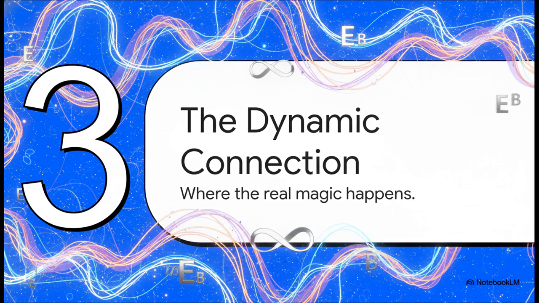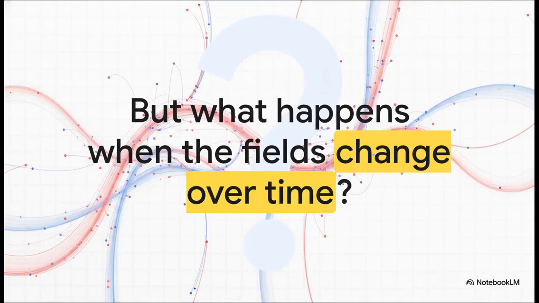Okay, so we know where the fields come from, but now we get to the dynamic connection. These next two rules show how E and B aren't separate things at all. They are actually locked in this intricate dance. And trust me, this is where the real magic happens. The first two laws were for situations that were static, unchanging. But what happens when things start moving?